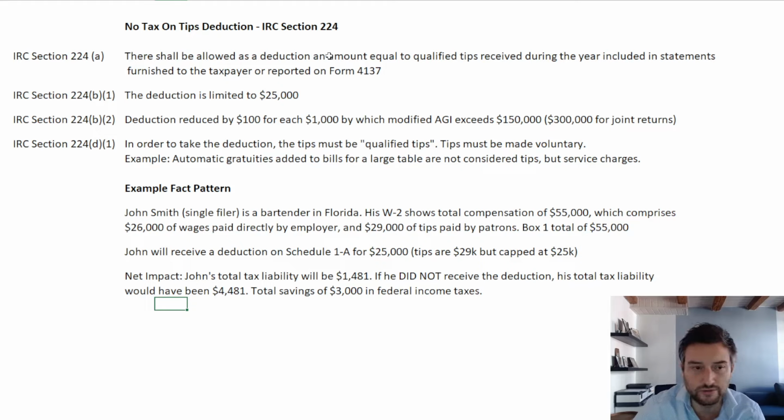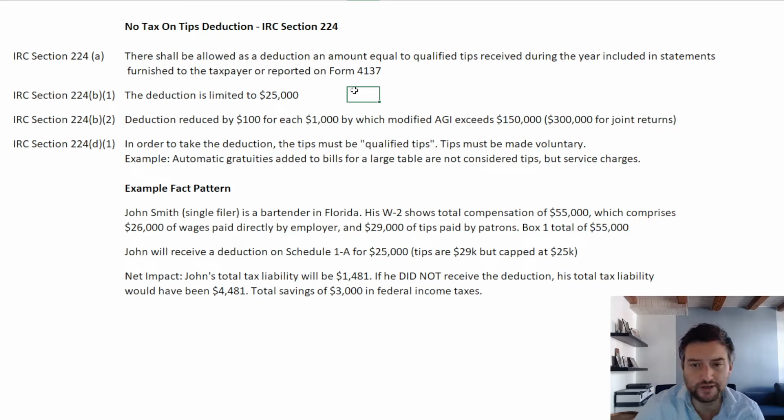So if we start with this slide here and the rules, we're working with Internal Revenue Code Section 224. And in 224, you'll find that the government is giving you a deduction for qualified tip income that you received during the year if it's reported on your W-2 or if you self-reported those tips on 4137. So you're supposed to report your tips to your employer and they include it on your W-2. It's subject to tax. But to the extent you have unreported tip income, you can include that on a 4137, and that would be eligible for the deduction as well.